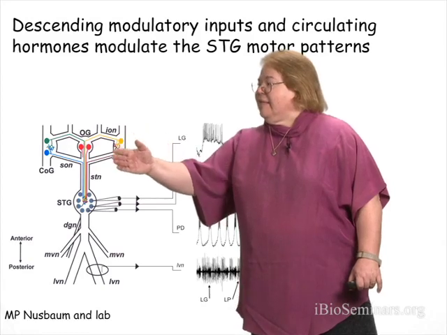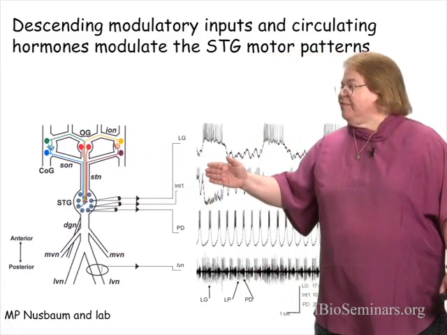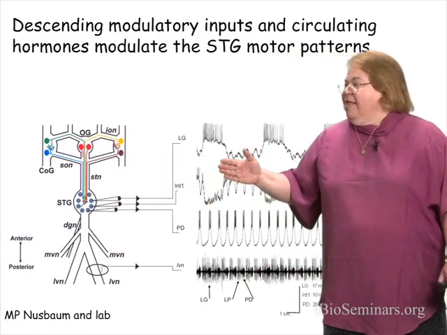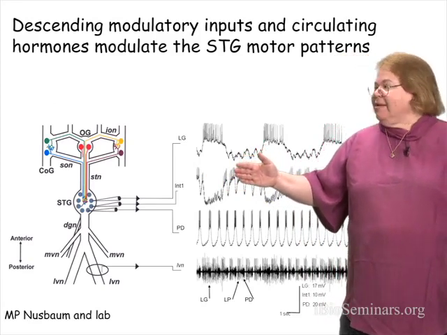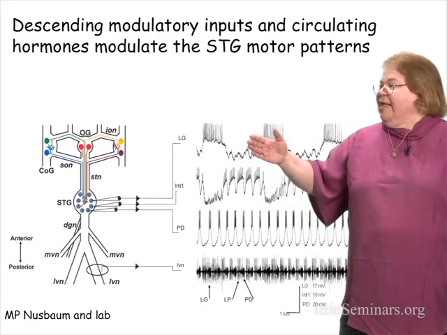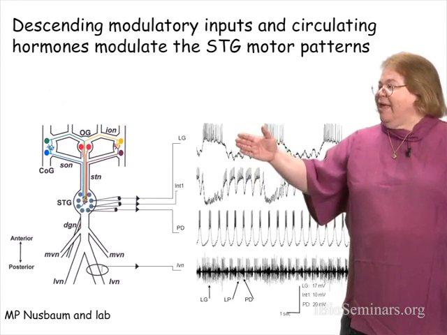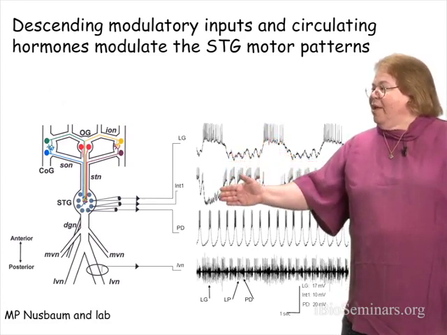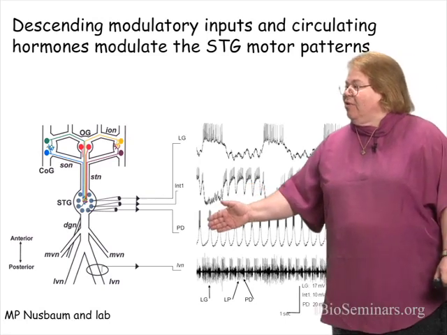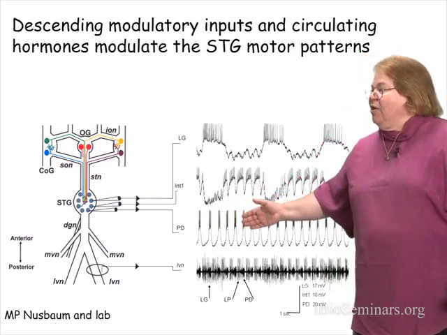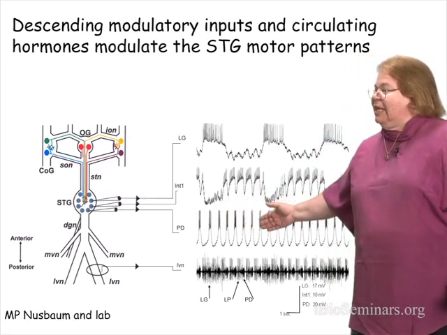When these ganglia are left attached to the stomatogastric nervous system, you see the two major motor patterns of the stomatogastric nervous system: the slow gastric mill rhythm that you can see here with alternations between LG and interneuron 1, and the faster pyloric rhythm seen down here in the intracellular recording from the PD.